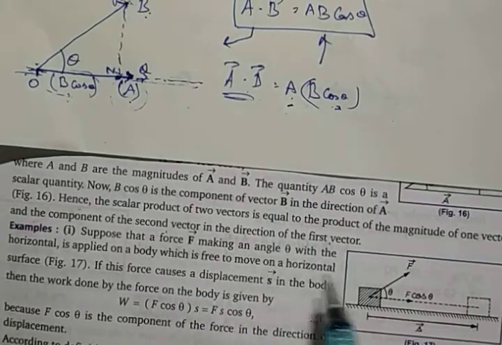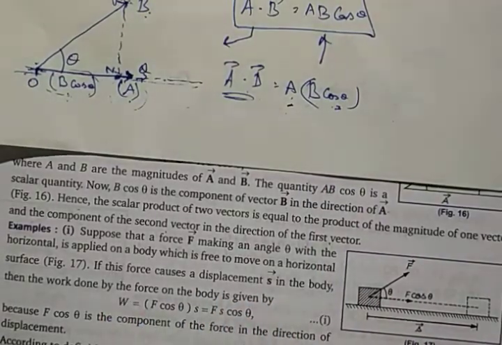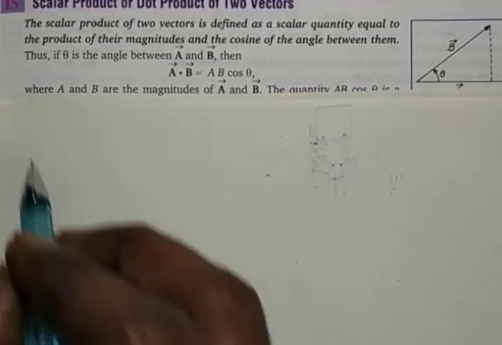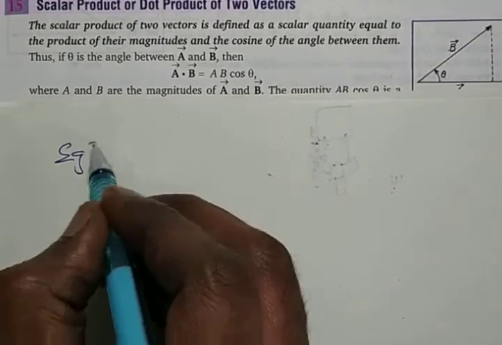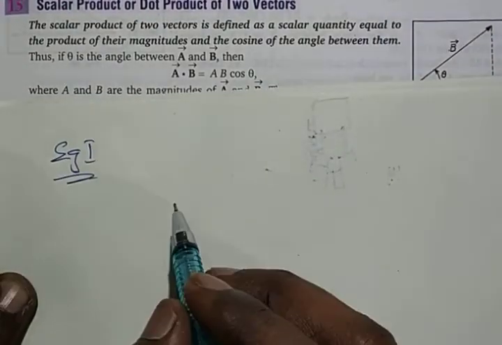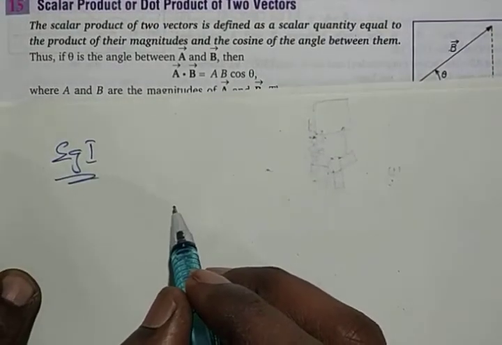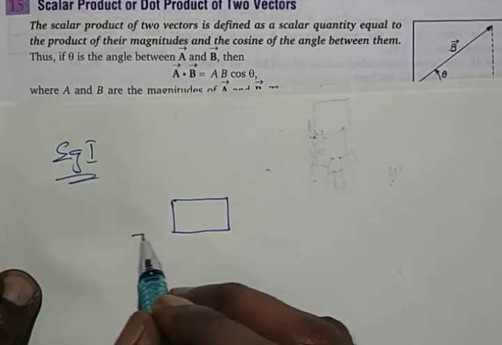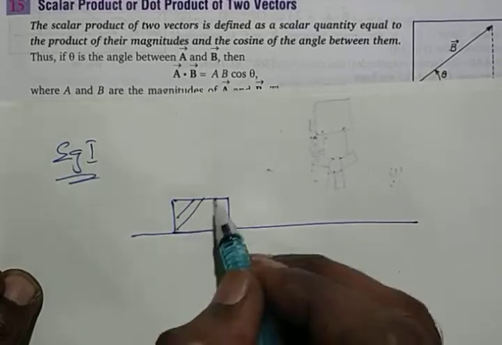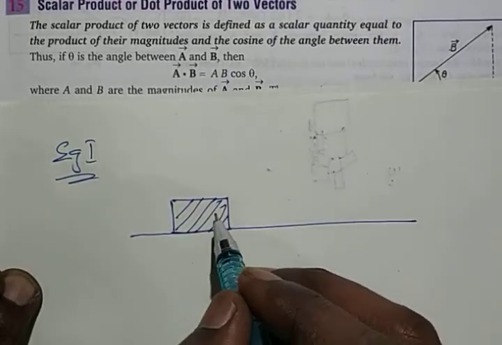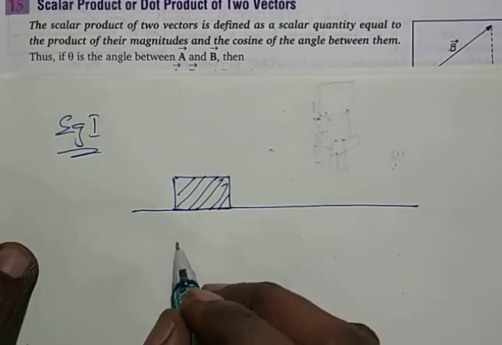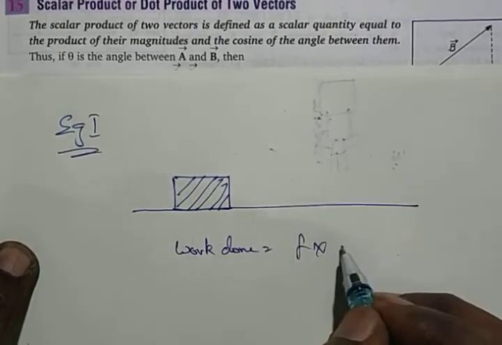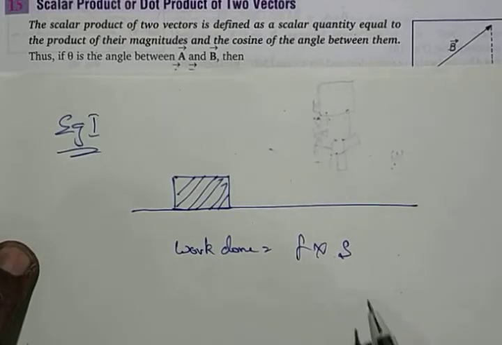So that is the way it is. There are a few examples given here. I will just mention the example also here. Example number one. We have already seen this example very clearly in the lower classes, maybe in 9th or 10th. When there is a block, we have studied the work done formula. Work done is equal to force into displacement. We already know this.